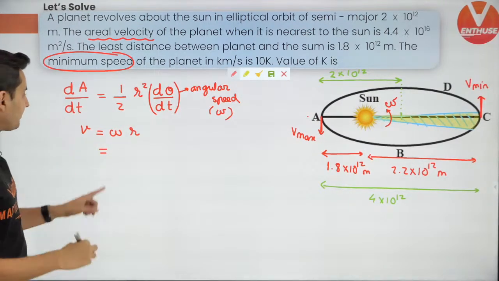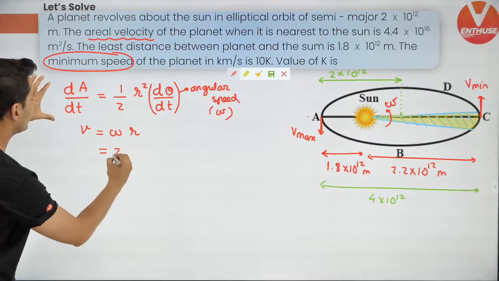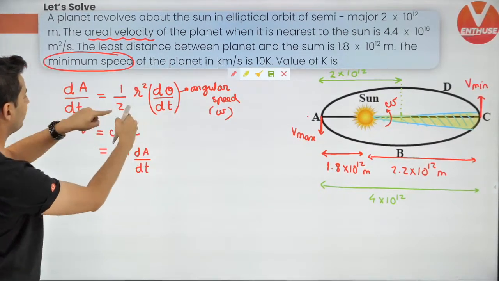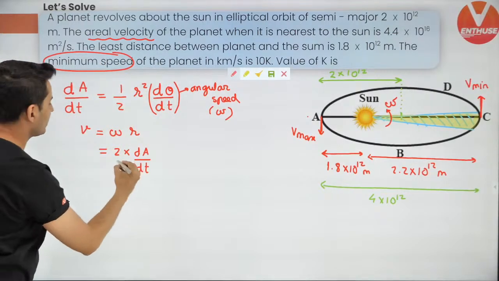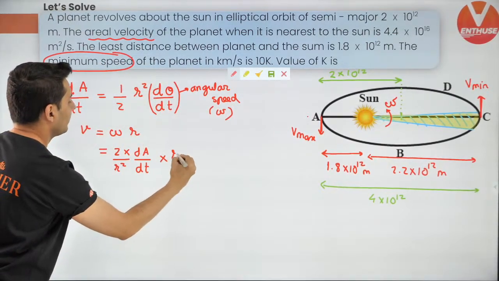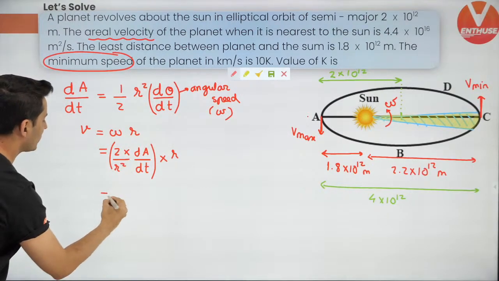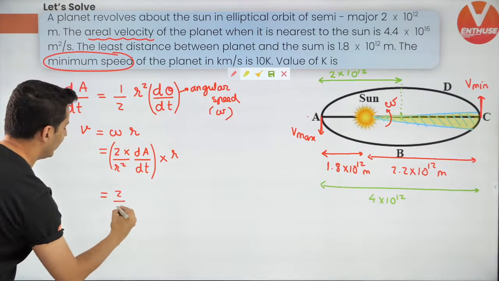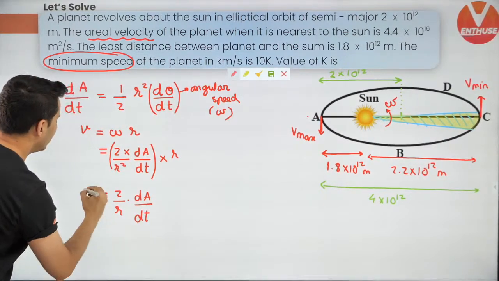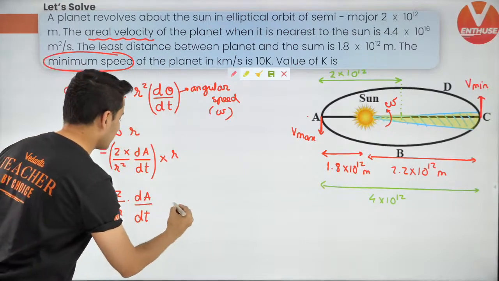So think about it. What is the value of omega? Just do the math mentally. So 2 times dA by dt, r square comes below. So r square is here into r. That is the value of velocity. Now one of the r goes away, so you just have 2 divided by r into dA divided by dt. That is your velocity. Now substitute all the values.